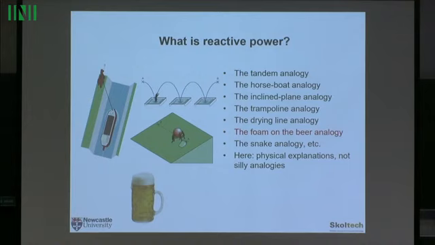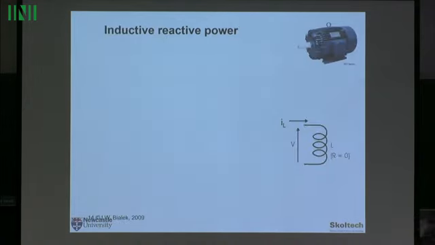I think all those analogies are completely silly because there's a very simple explanation of what reactive power is. That's what I'm trying to explain to you. And that leads into the concept of inductances and capacitances. There is inductive reactive power and there is capacitive reactive power. Reactive power is always present when we have an angle between voltage and current. They're not in phase.